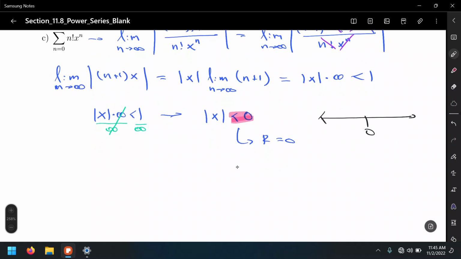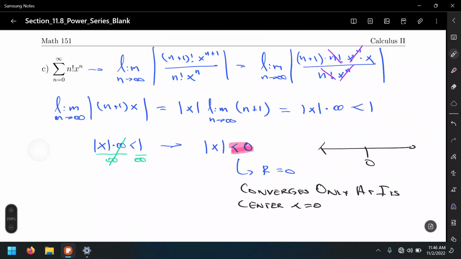So this means it converges only at its center, x equals 0. Try any number. Test your favorite number, like -1, plug it in here, +1, plug it in here. You will get a divergent series, and it will only converge for x equals 0.